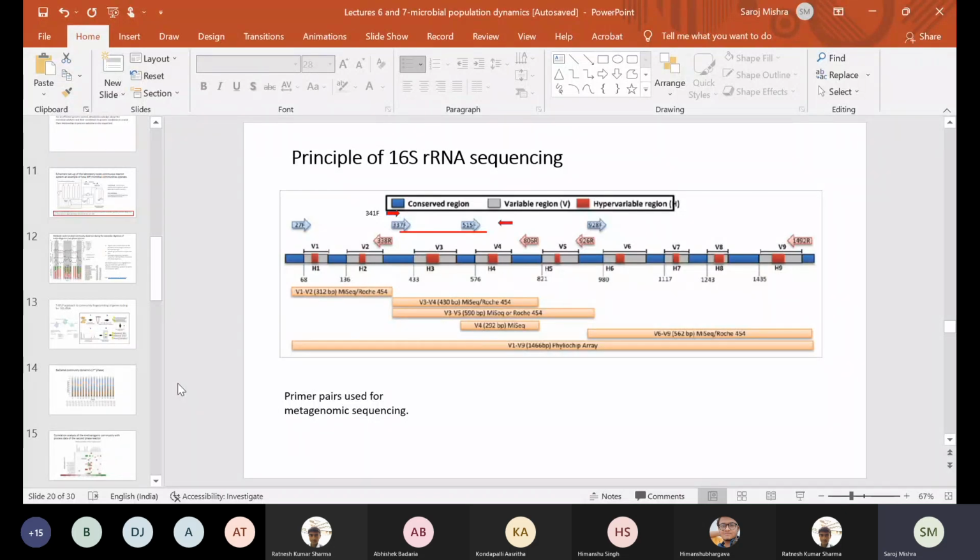But if the similarity is 93% or 90%, then they are different genera. That is the rule of thumb for phylogenetic classification.